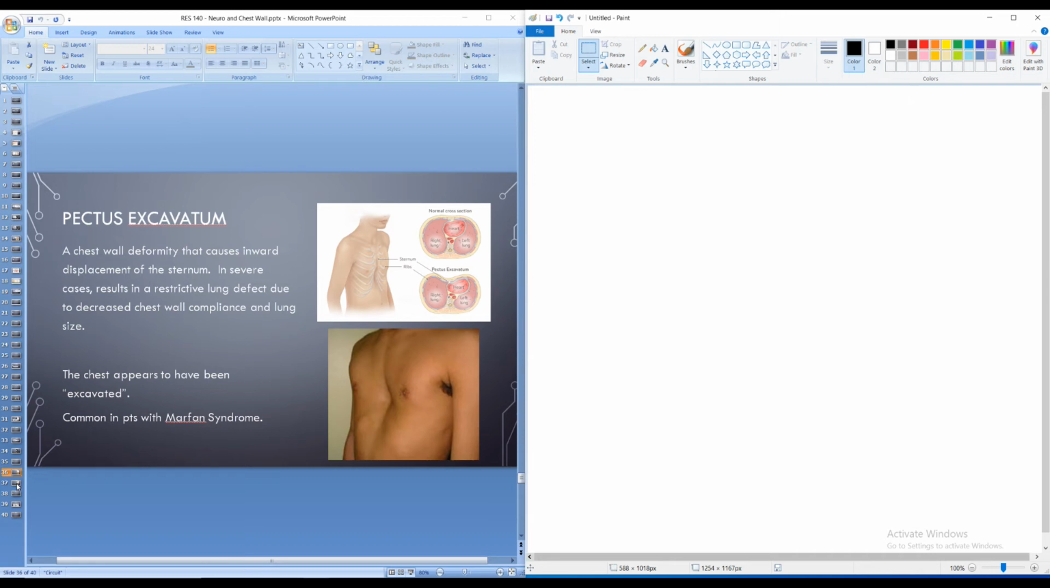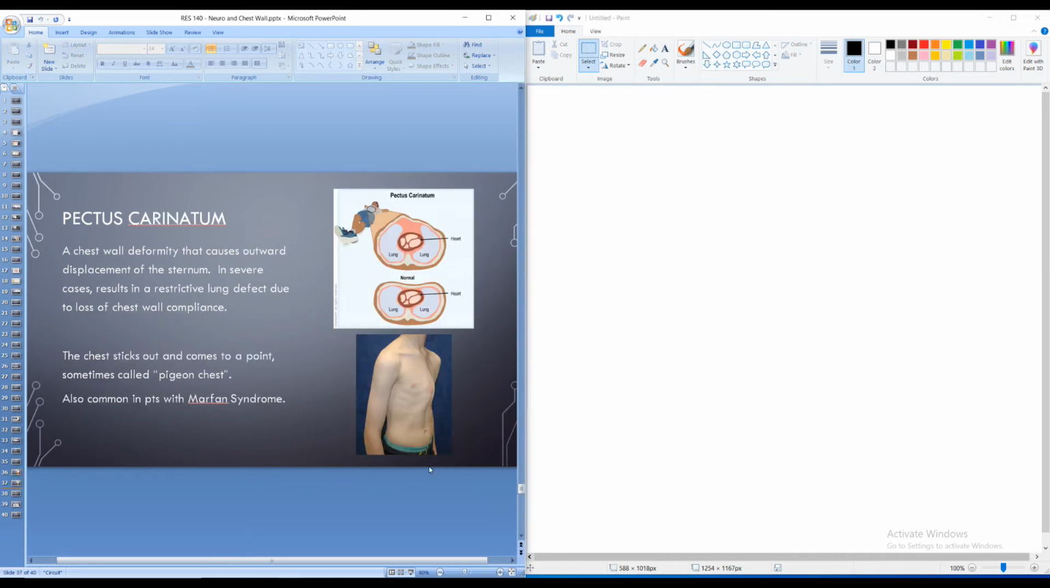Now, the other side of that coin. There's pectus excavatum and there's pectus carinatum. So carina, we already talked about that. That's carina, like keel of a boat, so it comes to a point. We have a carina in our airways that comes to a point, and if the patient has pectus carinatum, it means essentially that their sternum comes to a point. So sometimes people will refer to that as a pigeon chest. Properly, it's known as pectus carinatum.